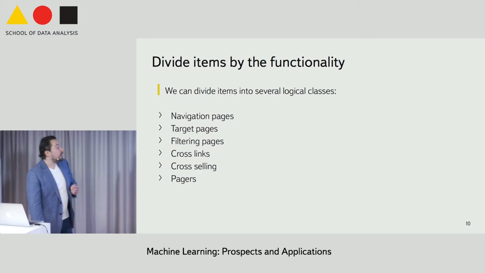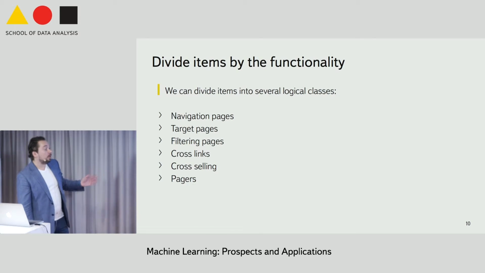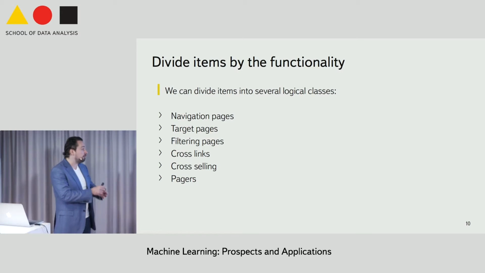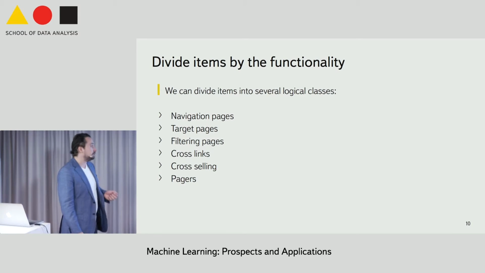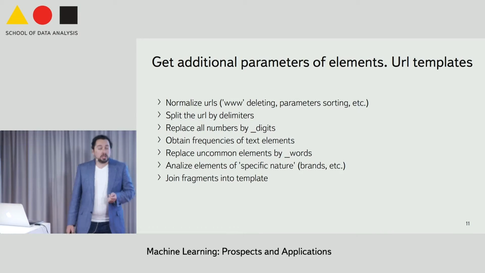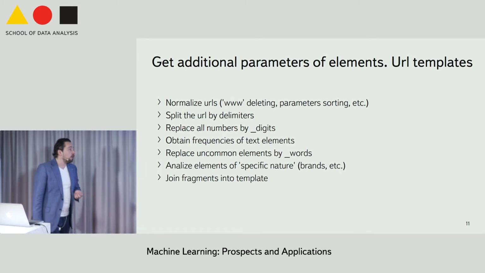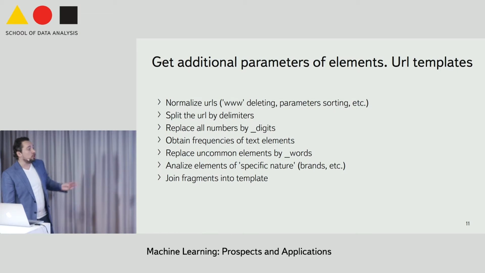Then we can divide items of our site by the functionality of these items. We have navigation pages, target pages, filtered pages, and cross-links pages. And we can get a template for each URL.